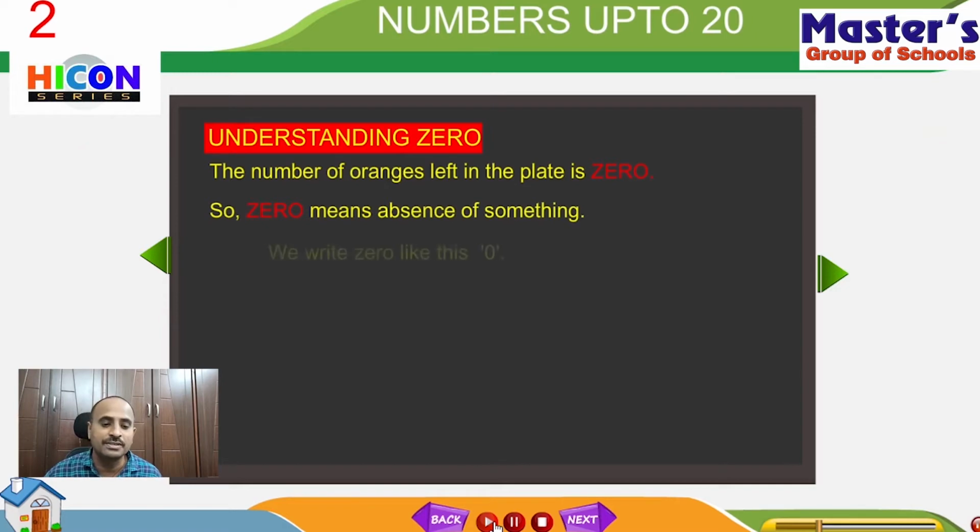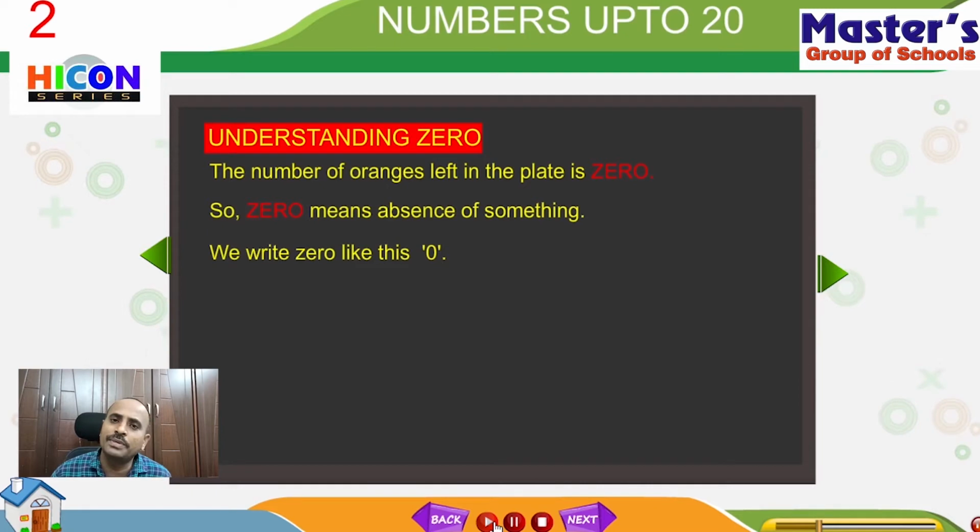That means absence. So we will write 0 like this. Like a circle, we can write 0 here. The small circle represents 0. But there is a difference between 0 and the English alphabet. Both are not similar, so carefully observe. So this is about 0, children.